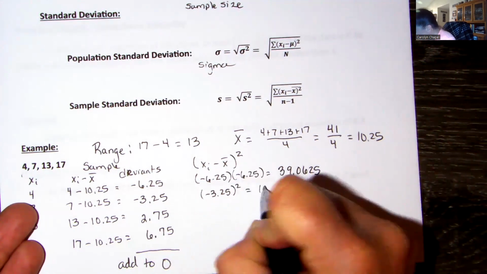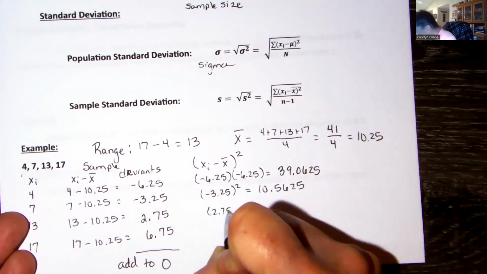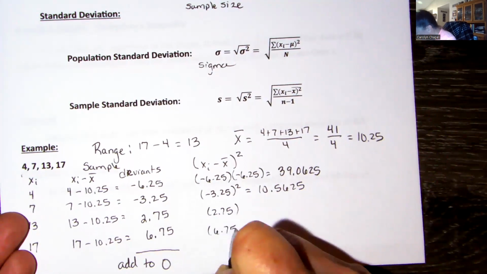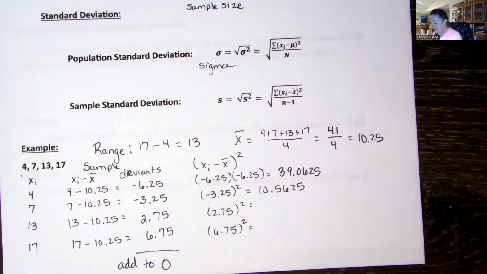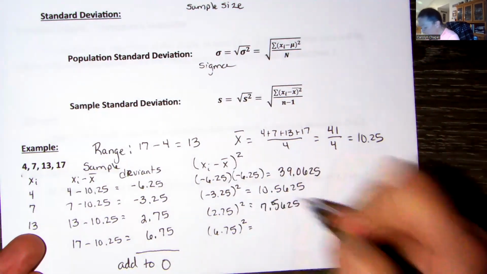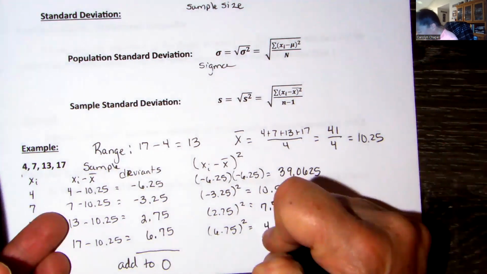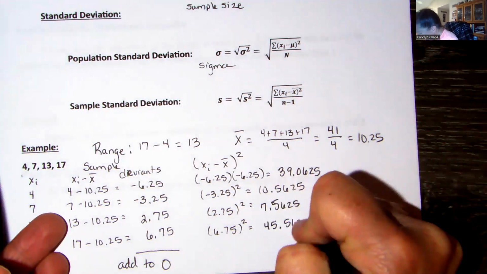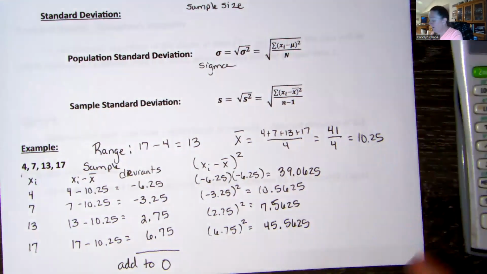We're going to square that negative 3.25, and we get 10.5625. We're going to do that to the 2.75 and the 6.75. I'm going to quickly do that. That's a 5, so 7.5625, and then one more. And we get that value. So those are the squares of our deviance.